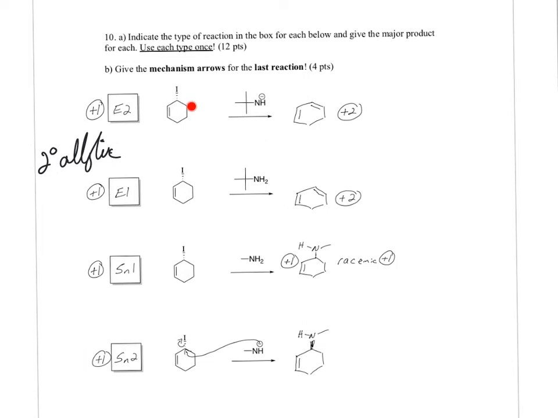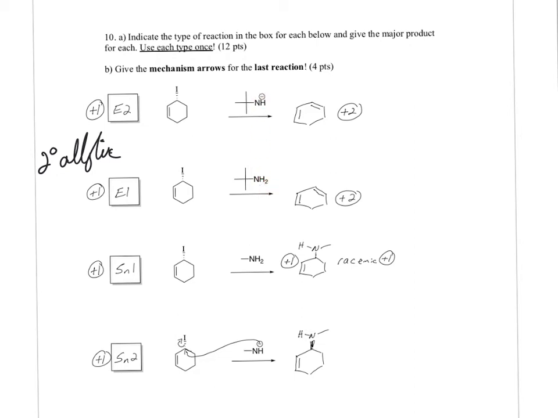I need to have things be antiperiplanar. I want beta hydrogens that are sp3 hybridized. So I would take these, not this one, and I would give a conjugated product. Again, I can do resonance. That's a good thing, right? Resonance always.